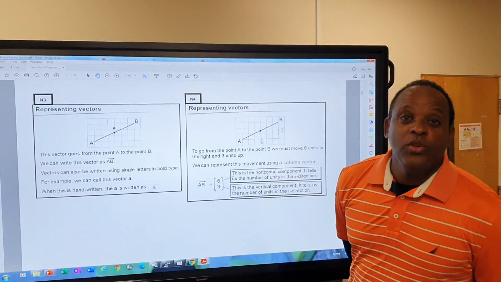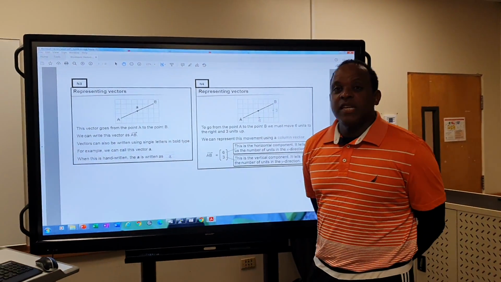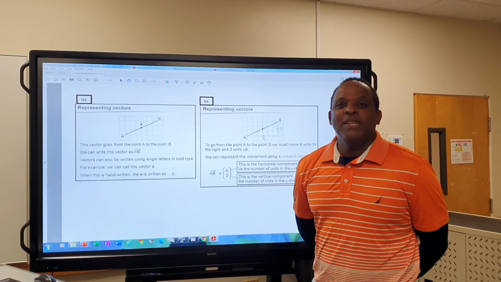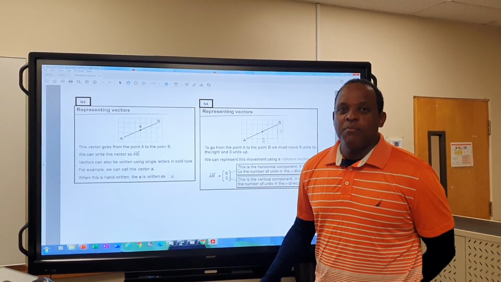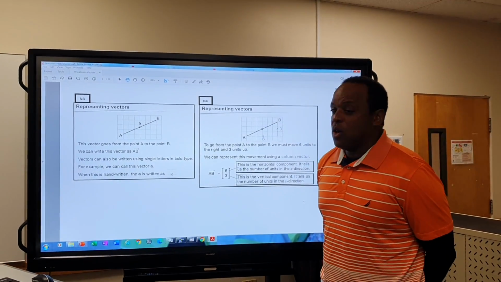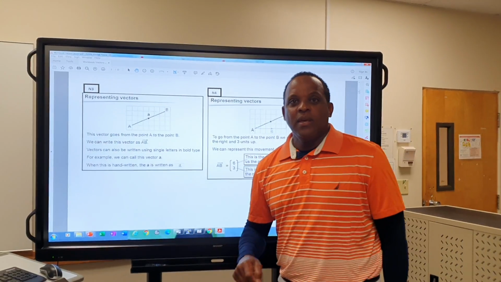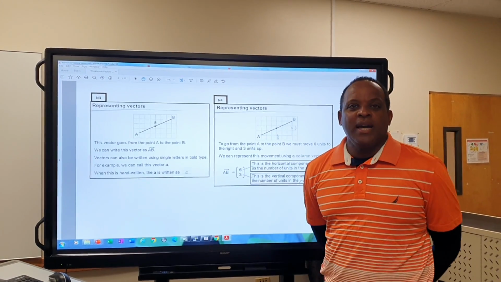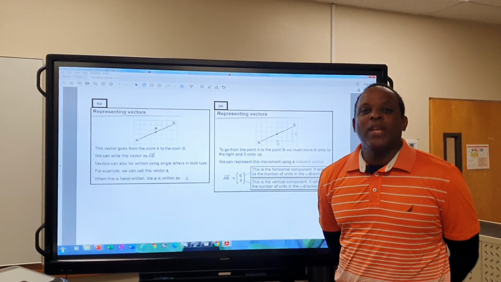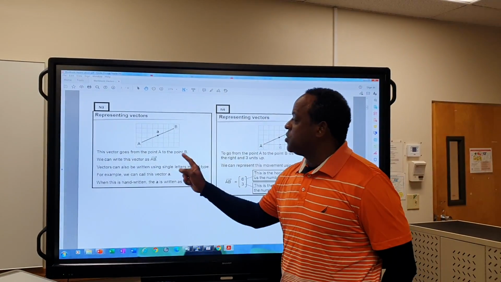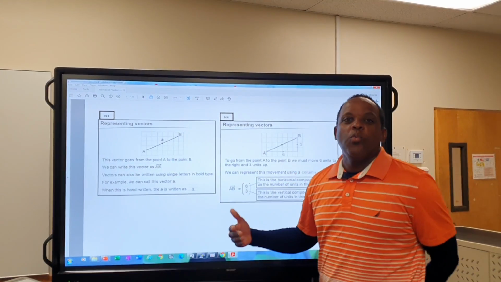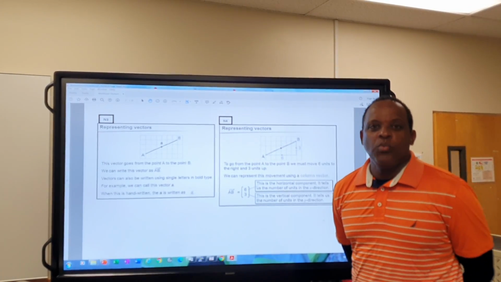Vectors can also be written with single bold letters. The majority of the time in text you will see a bold letter, which indicates a vector. When it is handwritten, it is a lowercase letter with a line below it, but that's only when it's handwritten. In most texts you will see a bold letter, so it may be an A, B, C, D, whatever the publisher may want to denote it with.